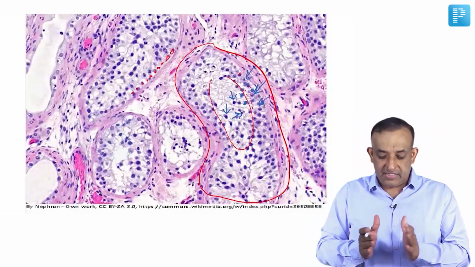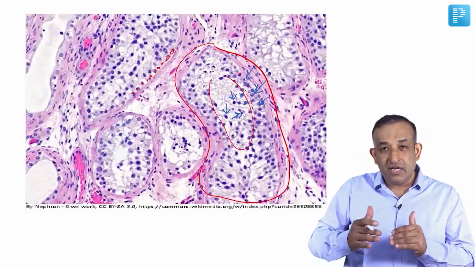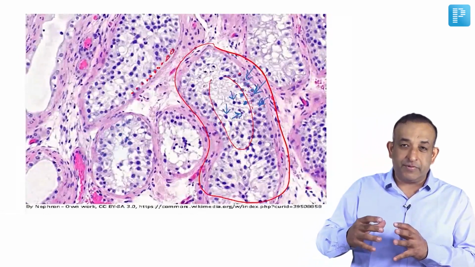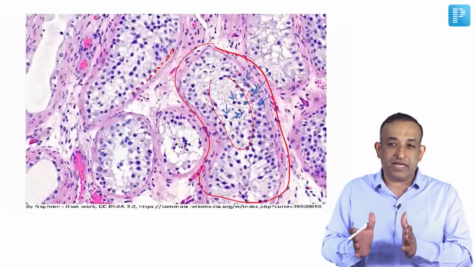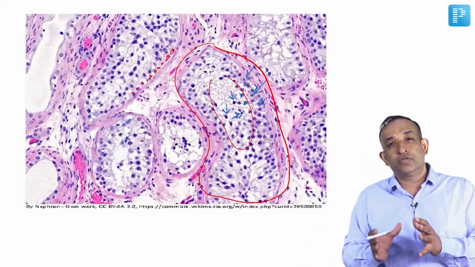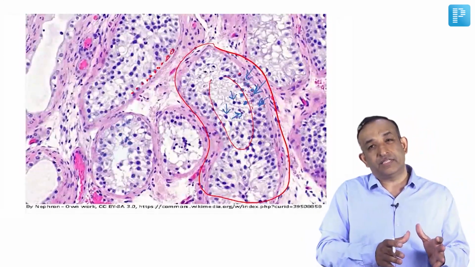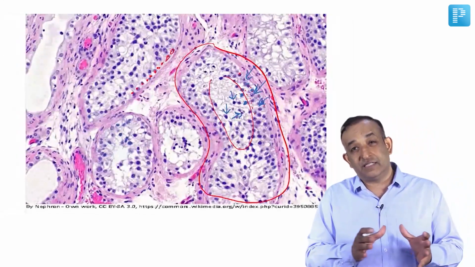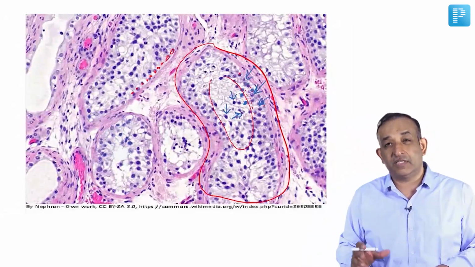So the gaps between the Sertoli cells are filled with connective tissue so that they are tightly bound to each other, and they prevent the blood from coming into this area. So that is the blood testis barrier. It is basically made of the Sertoli cells.